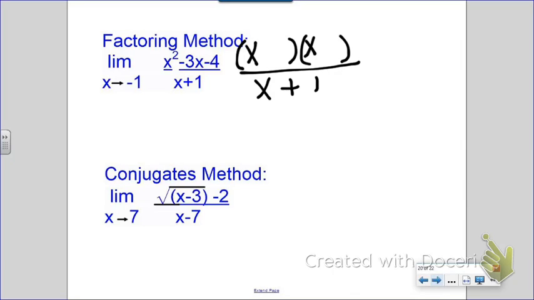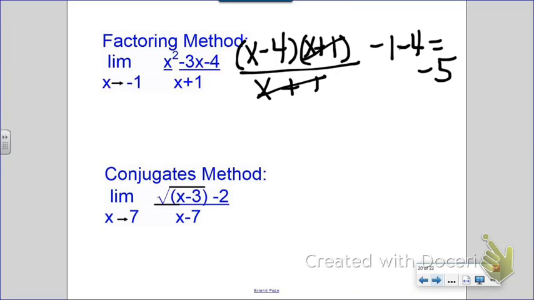And if it has a common factor, then whatever's left, we plug negative 1 into the numerator that's left. This means that there's not an asymptote line there. This would mean that there's simply a hole in the graph there. So if we take a look at this one, we have x minus 4 times x plus 1. The x plus 1 cancels. Now we plug in negative 1 minus 4, which equals negative 5.